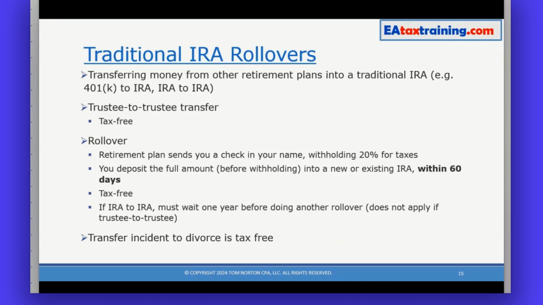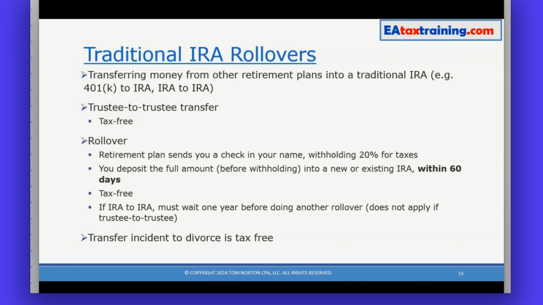So they fill out some paperwork and ask their 401k administrator to transfer that money to the bank or the brokerage house or the mutual fund company, wherever they're setting up their IRA. The 401k administrator transfers that money electronically, and then the bank or brokerage house sets up an IRA in your name. It's easy to do. It's just a little bit of paperwork, totally tax-free, and it's done, and you don't have to worry about it anymore.